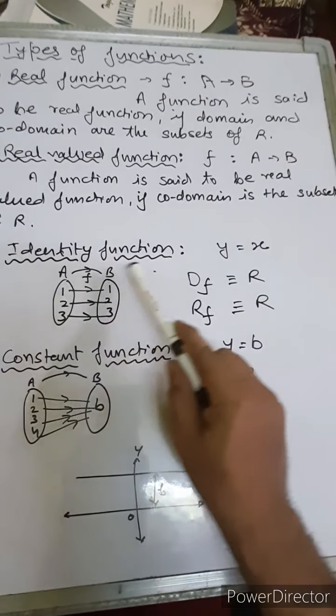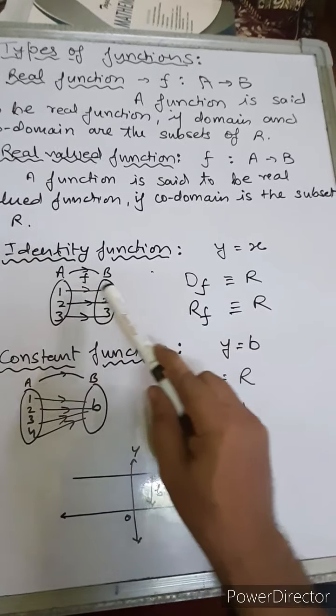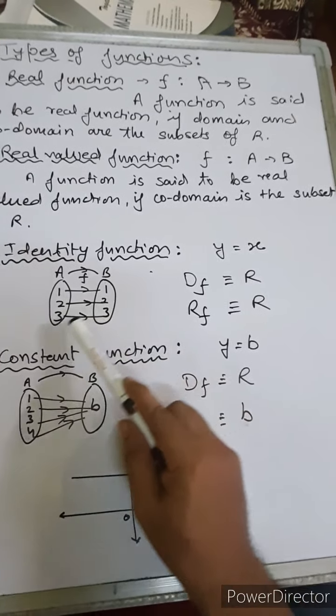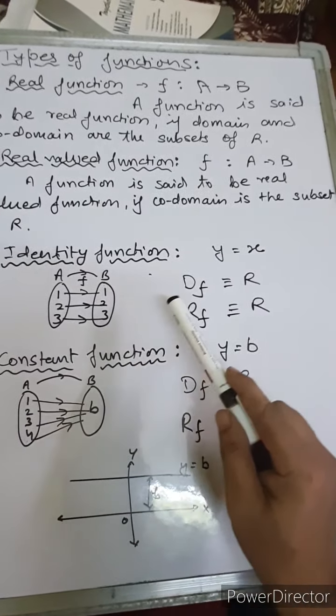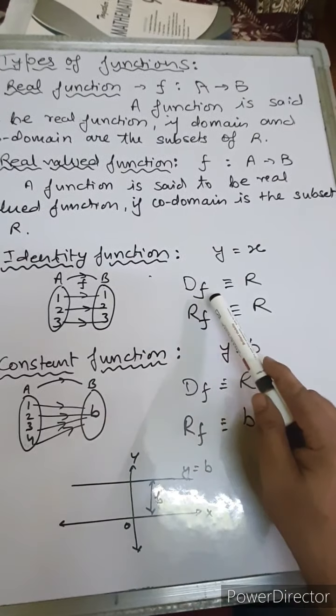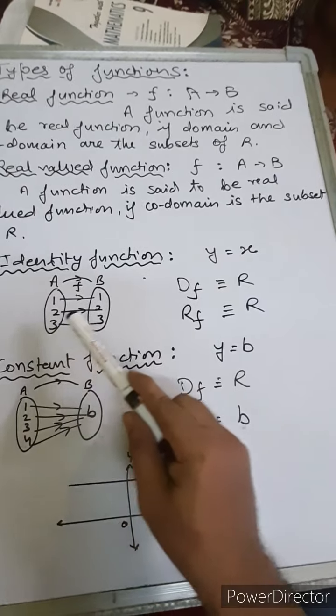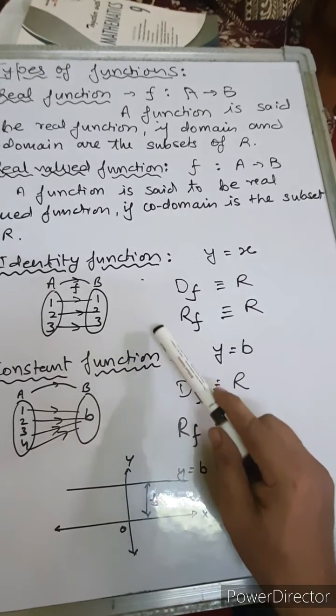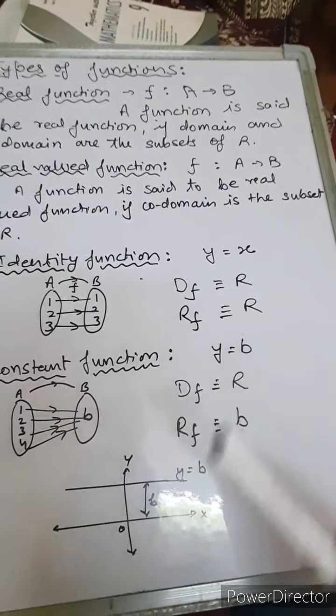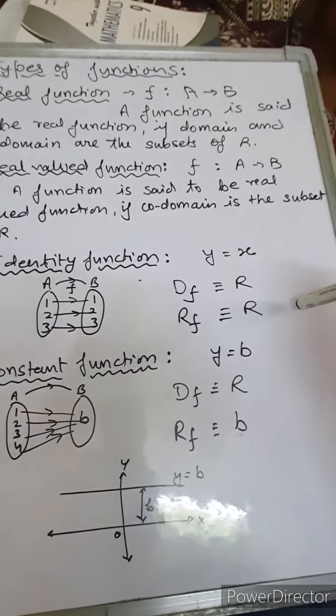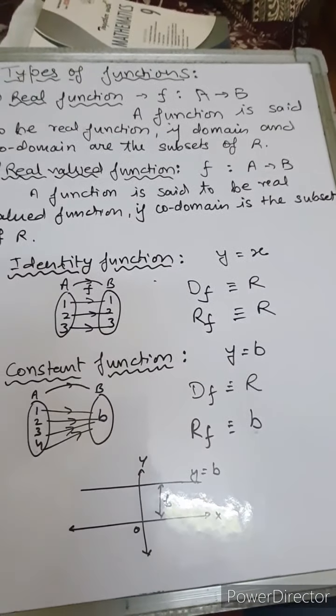When A is mapped to B, the image of 1 is 1, the image of 2 is 2, the image of 3 is 3. That means if we ask what is the domain of the function, the domain of the function will be the real numbers. You take any real number here, the same image you will get here. So the range of the function will be again the real numbers, right children? So this type of function is called the identity function.